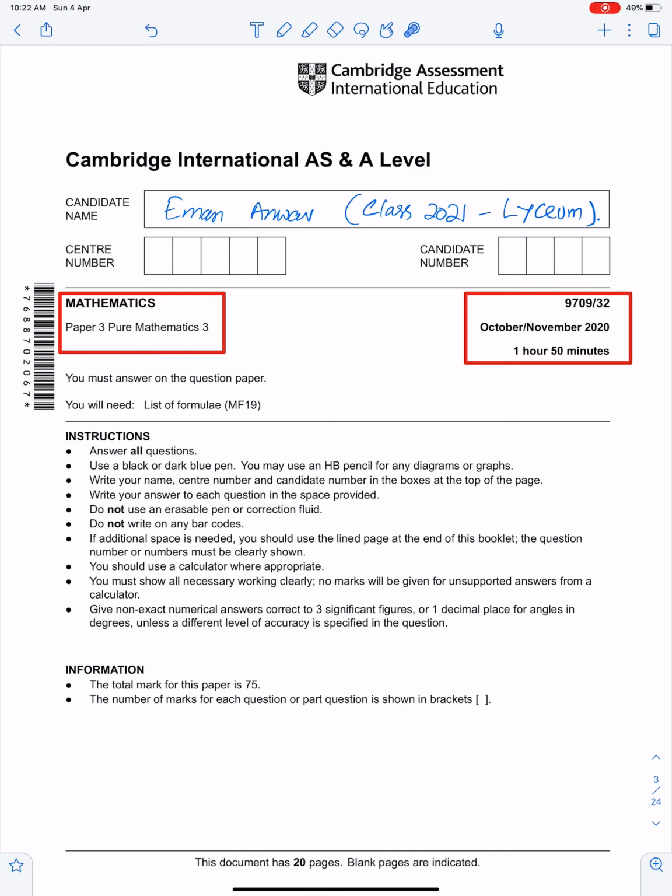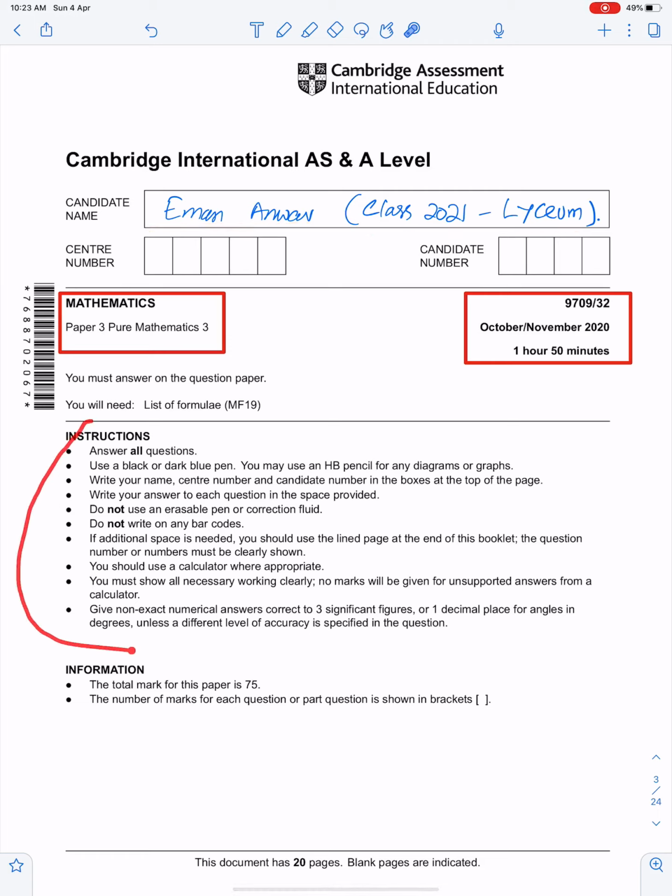In this lecture, I will discuss the solutions of P39709 component 32 of November 2020. And for this, I am using the work of an outstanding, the most dedicated, and one of my best students, Miss Iman Anwar, of class 2021, the Lyceum.